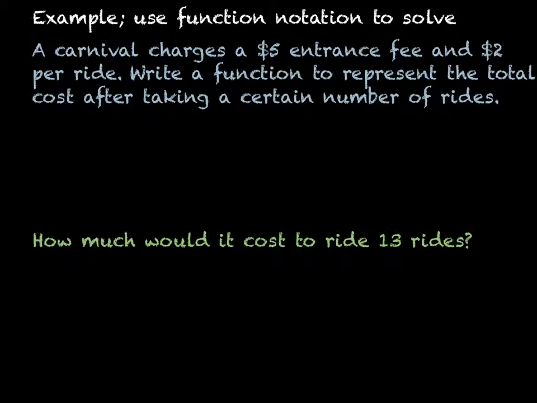In this next one, we have to first find our function, and then we have to solve our function. So, a carnival charges $5 entrance fee and $2 per ride. Write a function to represent the total cost after taking a certain number of rides. So, our rides will be our independent variable, r, and our cost, c of r, is going to be how much it totals.